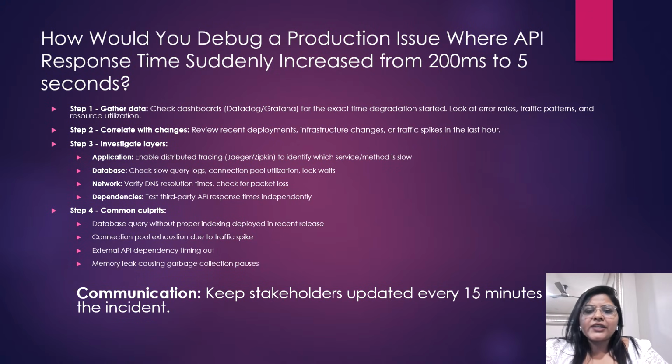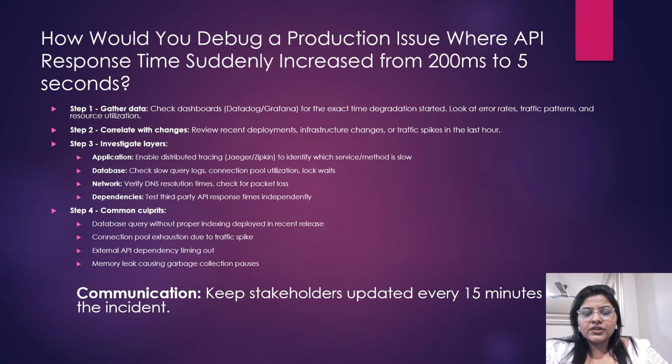Other connection pool settings, is the utilization proper? So these are the investigation layers which we need to look at. Are there any network packets being lost? Verify whether DNS resolution times are fine or not. So these are the things which usually happen, which we need to take care of. The common culprits can be the database queries, the connection pool, the external APIs. We have discussed all of it.